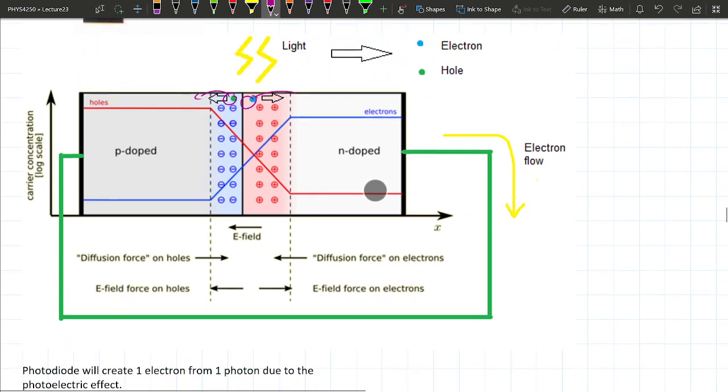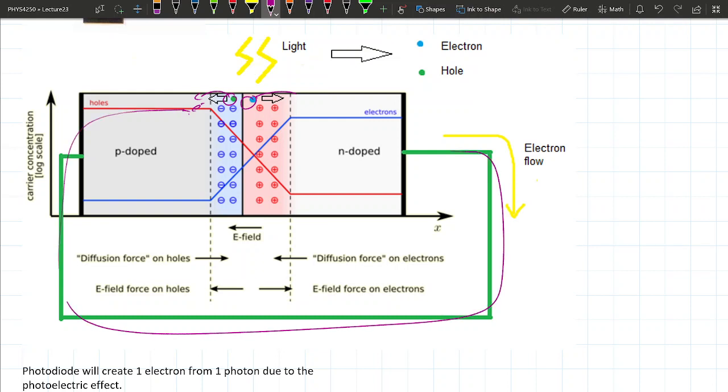And then what happens is that when that happens, if you're an electron, now you're on this side, and this electron will just flow around. Why is it going the other way?